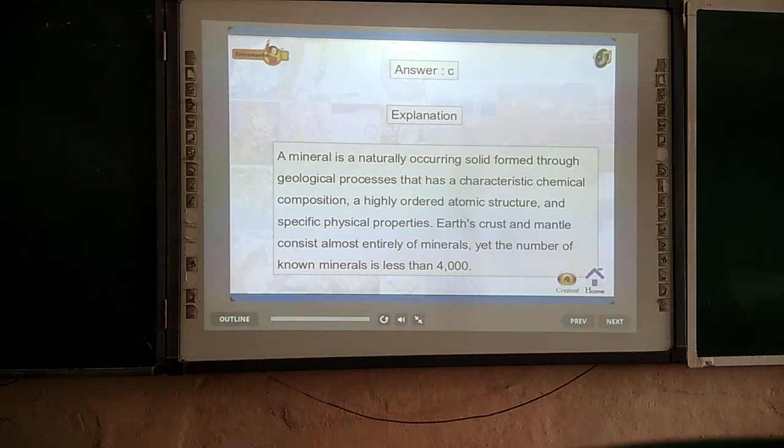Explanation. A mineral is a naturally occurring solid formed through geological processes that have a characteristic chemical composition, a highly ordered atomic structure, and specific physical properties. Earth's crust and mantle consist almost entirely of minerals, yet the number of known minerals is less than 4,000.